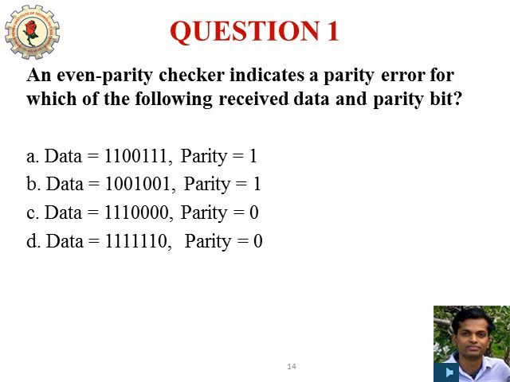In question 1, you are given a set of options A, B, C, D, and it's assumed the system uses even parity. These are received by the receiver, so you have to find which among A, B, C, D the receiver will generate an error for. Pause the video and try to find the answer.